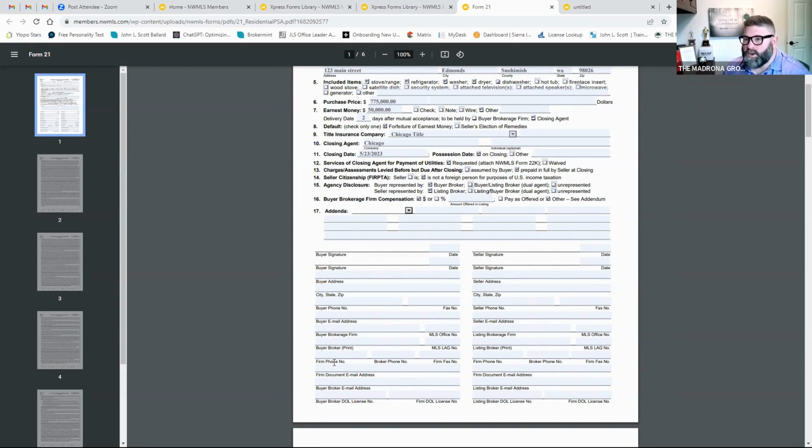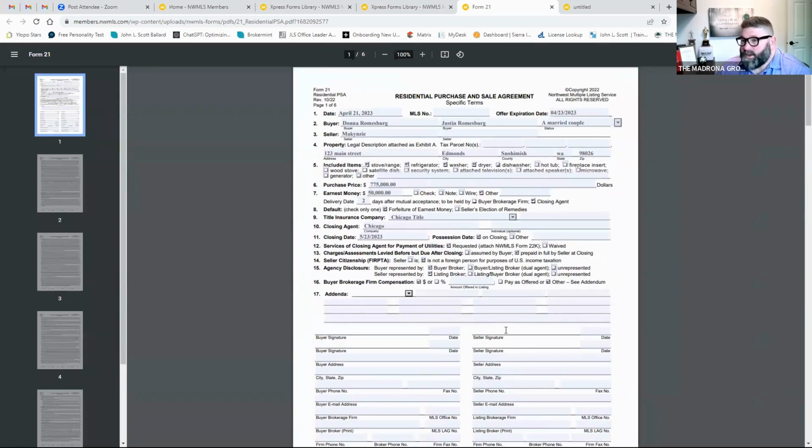Who's selling to who, who's representing who, what are the terms of the contract. And that's really what the purchase and sale is. It sets up the terms of the contract and what obligations each party has to fulfill to make the contract come to a successful closing.